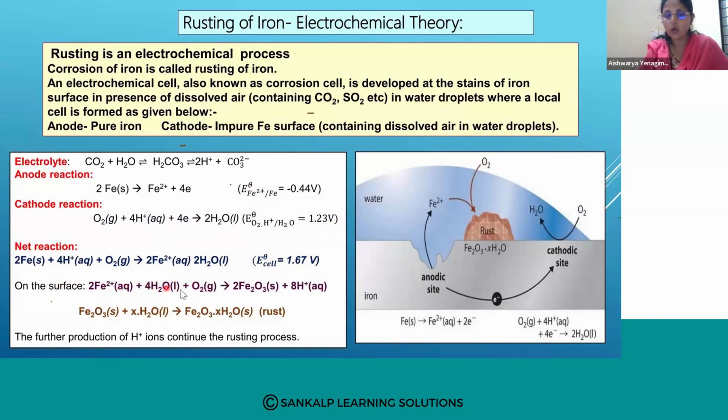See, atmospheric water and oxygen are forming Fe2O3 xH2O, which combines with extra molecules of water. This is my reddish brown powder called rust. So further production of ions continues the rusting process. So this is about rusting of iron. Hope the concepts are clear.